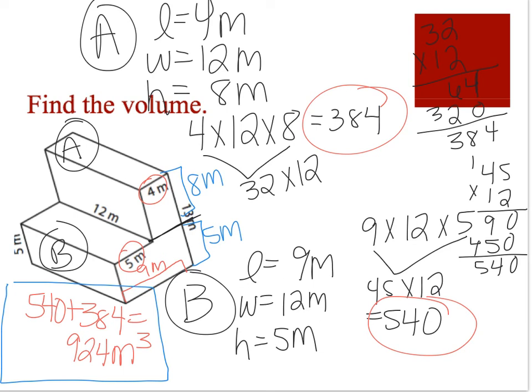My width was 12 meters, that never changed. And my height was 5 meters. So 9 times 12 times 5, I did 9 times 5, got 45. 45 times 12, I did my standard algorithm again, and got 540. So I added together over here 540 plus 384 to get a total volume of 924 meters cubed.